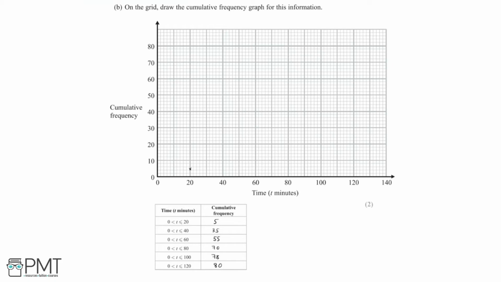And so the next upper bound is equal to 40, and so we can plot this against a cumulative frequency to plot a point of 40, 35. The next point we'll plot is 60, 55. Then we'll plot 80, 70. Next we'll do 100, 78. And finally we'll plot the coordinates 120, 80. And to complete our cumulative frequency graph, we need to join these points together, starting from the origin.